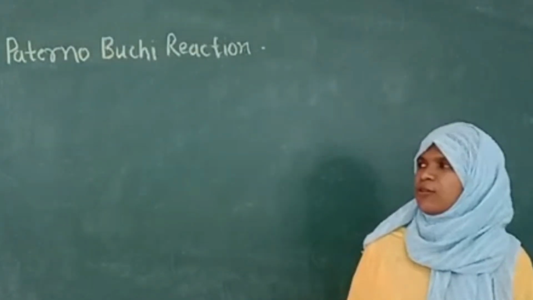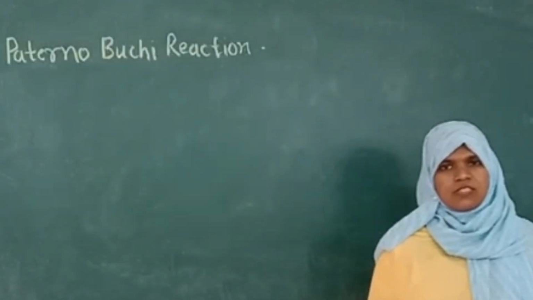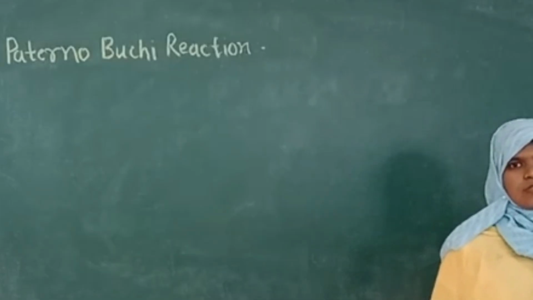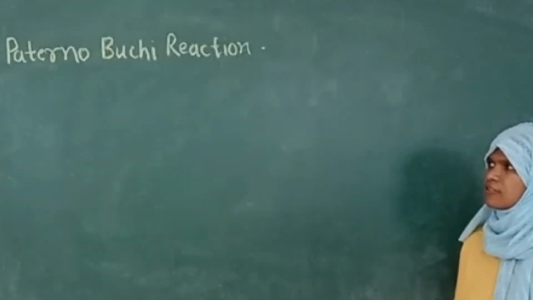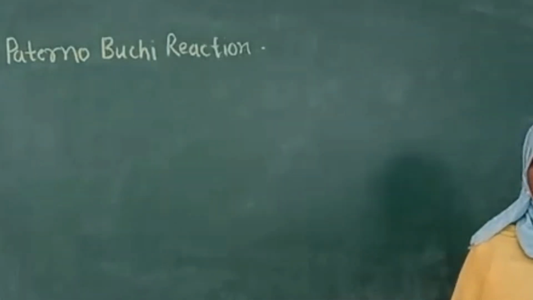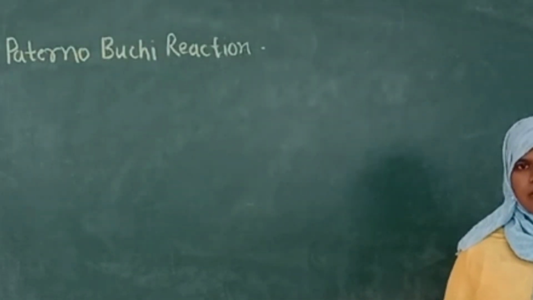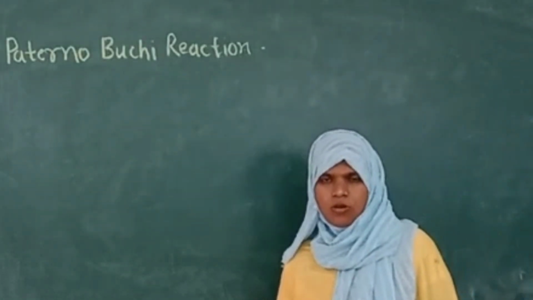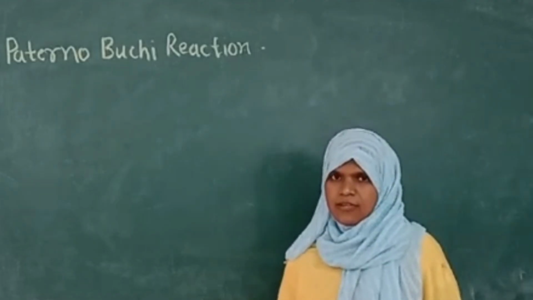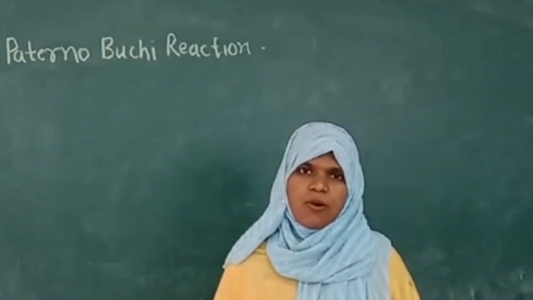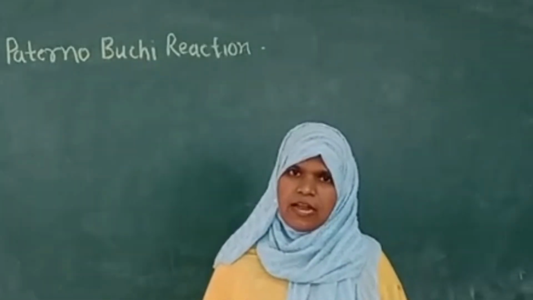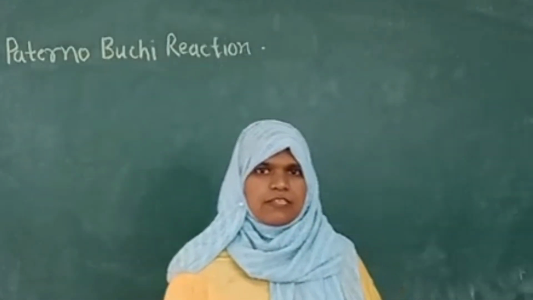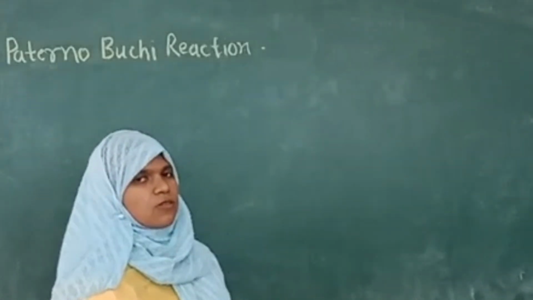Today we discuss the Paterno Buchi reaction, which is a photochemical reaction. In this 2+2 cycloaddition reaction, the important reactants are a carbonyl compound and an olefin or alkene. The carbonyl compound is in the triplet excited state and the olefin is in the ground state, and they form a bond. Then the product formed is called an oxetane.